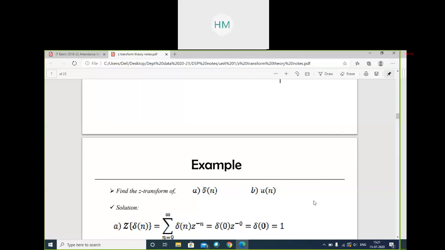Same procedure you have to follow. Again, summation of u of n z to the power minus n, for n from 0 to infinity. So n will vary from 0, 1, 2, 3 till infinity. So you will get a geometric progression over here, and then you have to find its mathematical expression. Here, simplify.